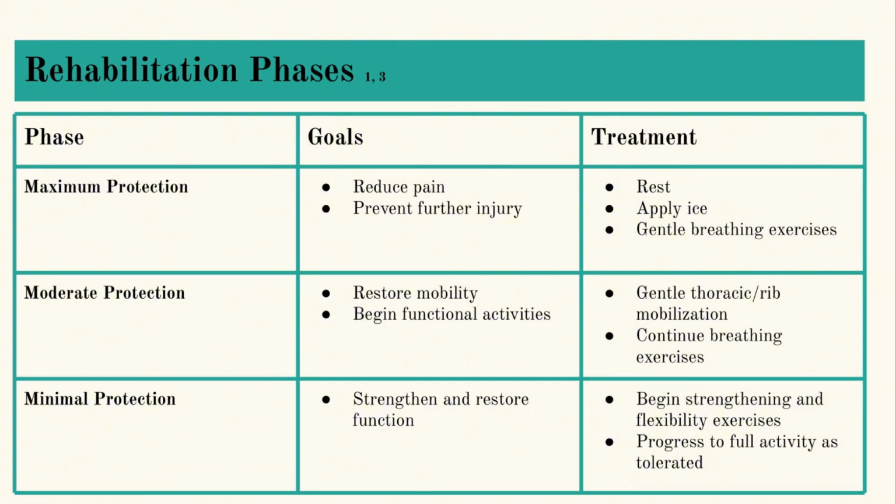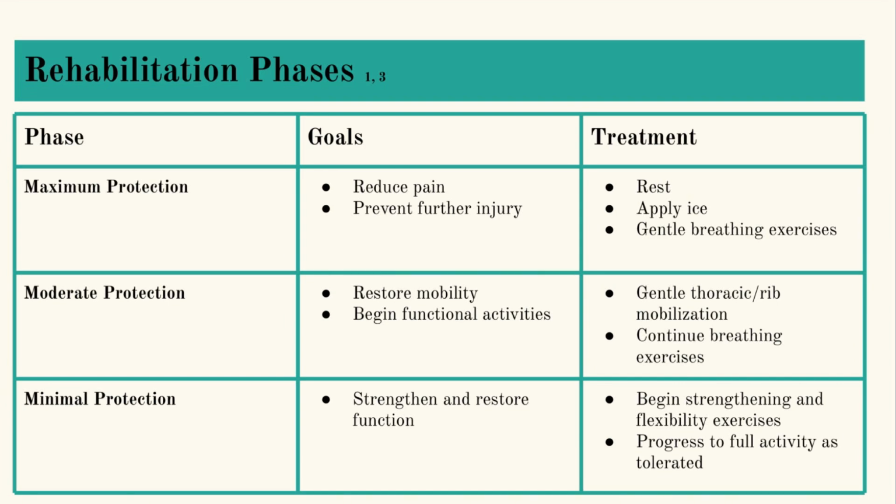Then in the moderate protection phase, the focus is going to shift to restoring mobility and beginning functional activities. In this, we'll do gentle thoracic and rib mobilization techniques just to help improve the range of motion. And then patients will continue with the breathing exercises that began in the max protection phase, but the intensity is going to gradually increase to promote rib movement without causing pain. And then we'll also introduce functional activities carefully to prevent re-injury.